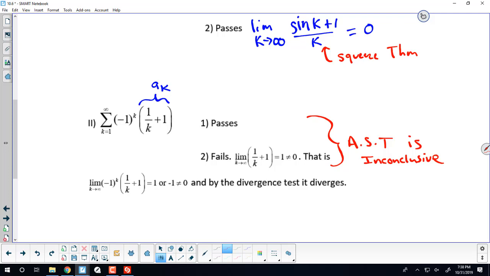So anyways, is everyone clear here? This is the divergence test. The second condition here is just the second condition for the alternating series test. You can see the difference between the two. Are there any questions on what we've done so far?